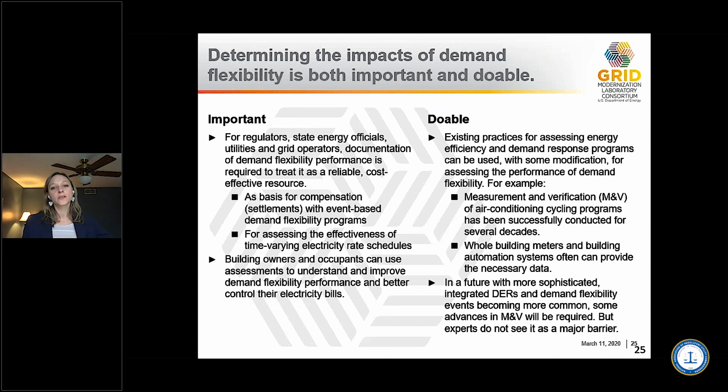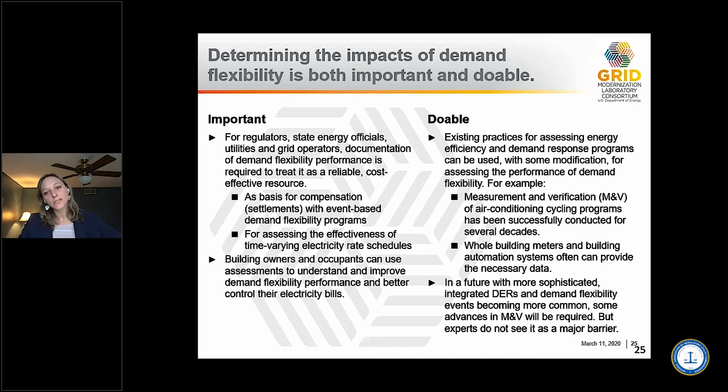Existing efficiency and demand responses can be used to assess demand flexibility, which helps make it doable. For example, M&V, or measurement and verification, of air conditioning cycling programs, or whole building automation systems, can be used to help develop demand flexibility measurement and verification or assessment. And looking forward, more sophisticated distributed energy resources may require advances in measurement and verification, but the experts that my colleagues interviewed for this did not see that as being a major barrier.